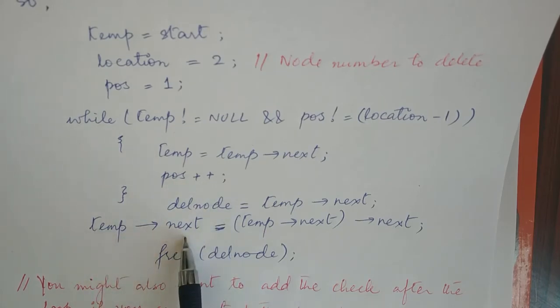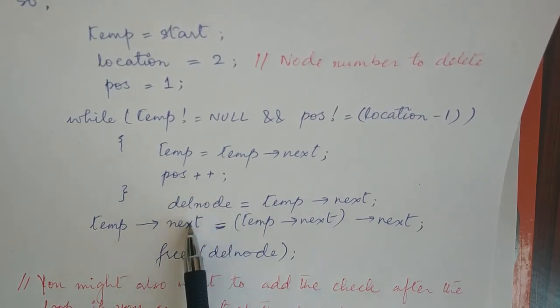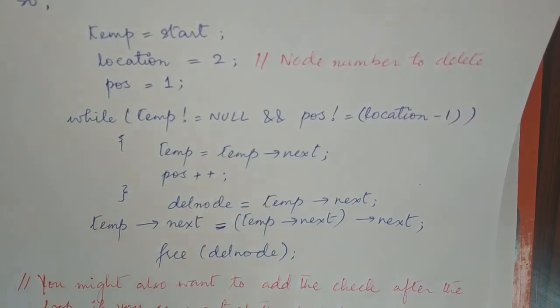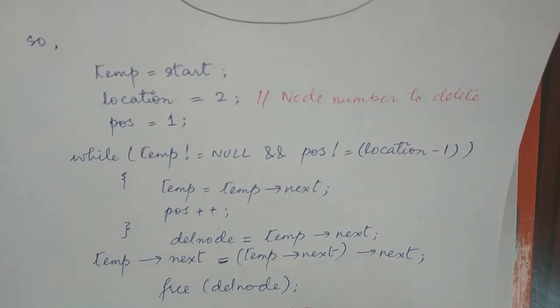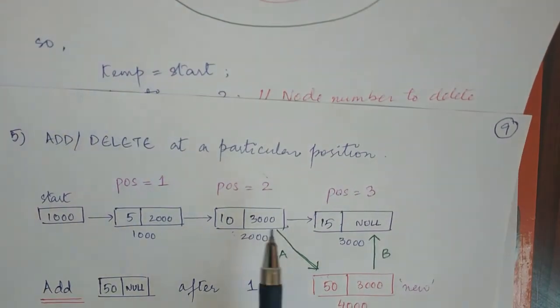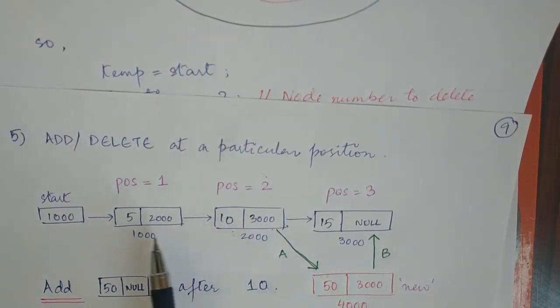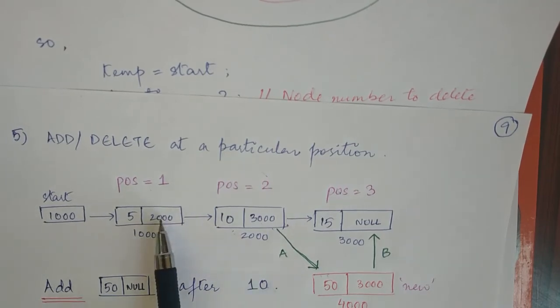Then temp to next, which is 1000 to next, which had 2000, which was the address of this node. That needs to be overwritten with 3000. So where do I have 3000 in my linked list? If I show you here in the original list, my 3000 is in, this is my temp to next is 2000, in 2000 to next is 3000.